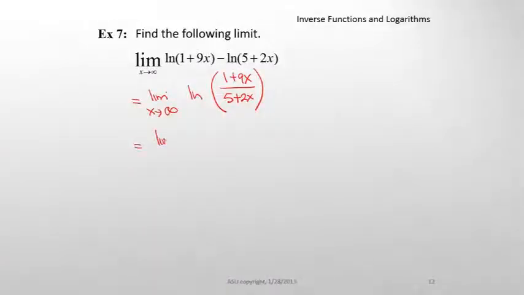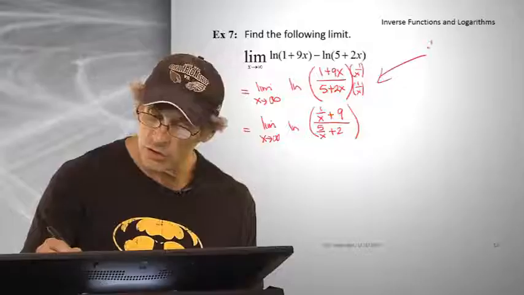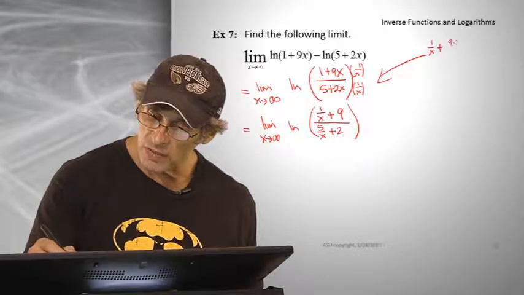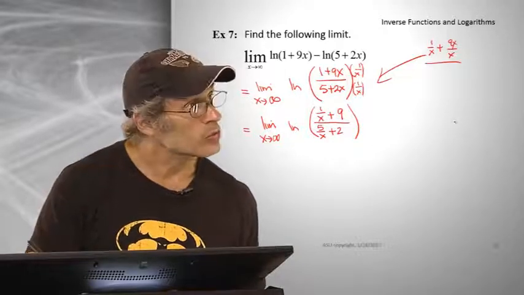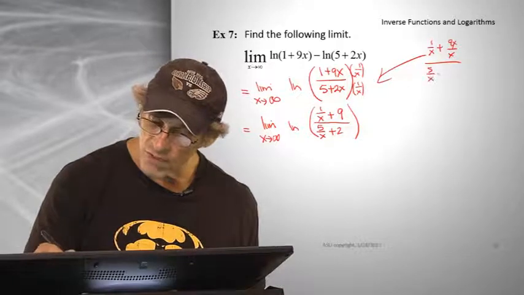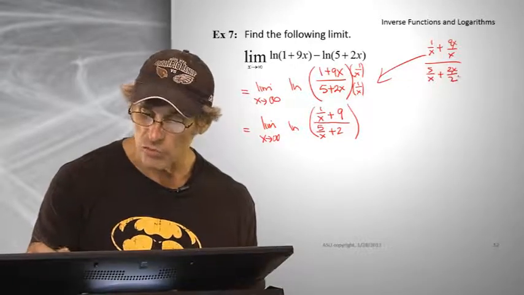We have the limit as x approaches infinity, and if I divide the numerator and denominator of the argument by x, I now have the natural log of (1 over x plus 9) over (5 over x plus 2). Very good. And although you don't need to show it, you're actually doing 1 over x plus 9x over x, and 5 over x plus 2x over x. That's how you got to where you arrived at, right?